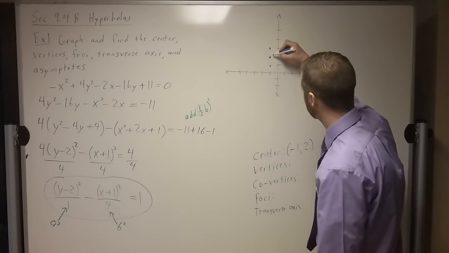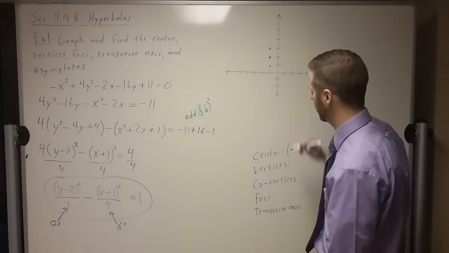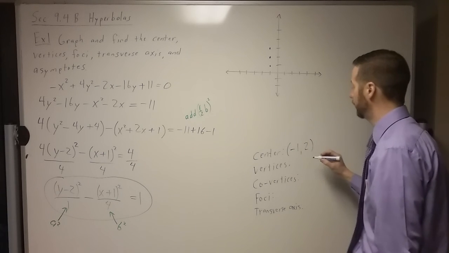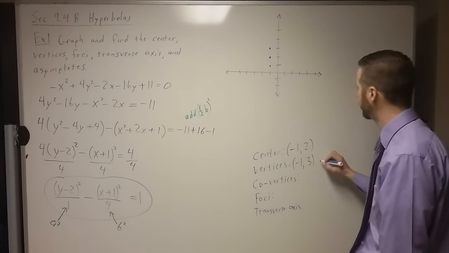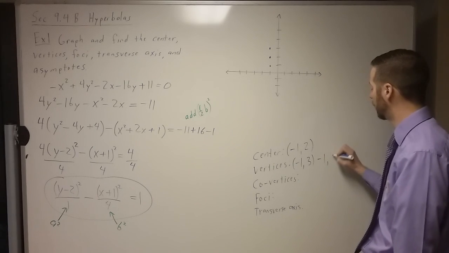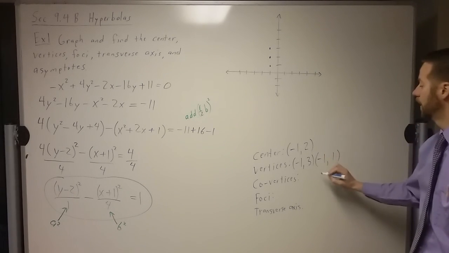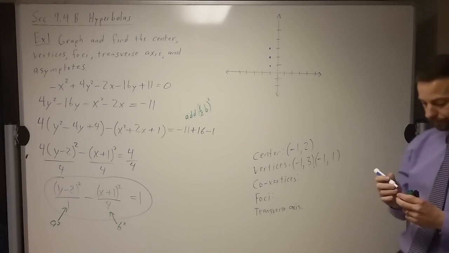Up and down because we just said our hyperbola is opening up and down instead of left and right. And so that puts the vertices at -1, 3, and then our other one at -1, 1. So there's our two vertices.